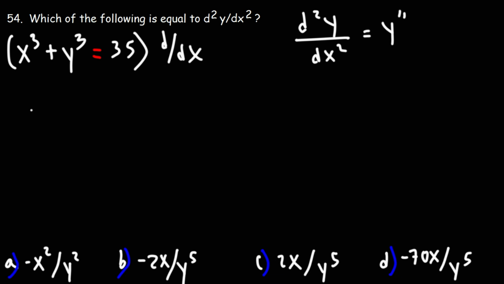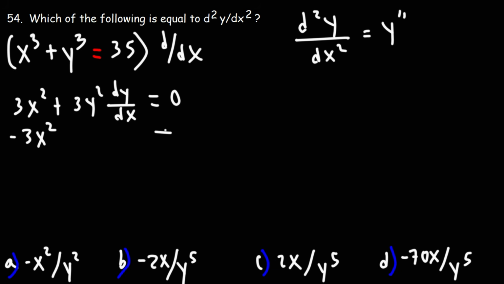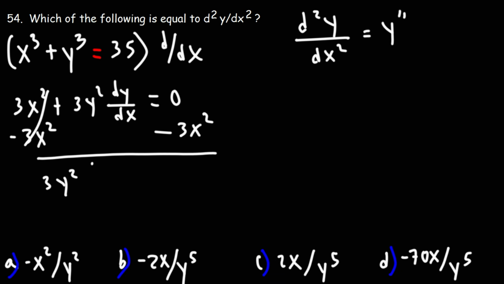The derivative of x cubed is 3x squared. The derivative of y cubed is 3y squared times dy dx. And the derivative of 35 is 0. So now we need to solve for dy dx. Let's subtract both sides by 3x squared. So we're going to have 3y squared dy dx is equal to negative 3x squared.